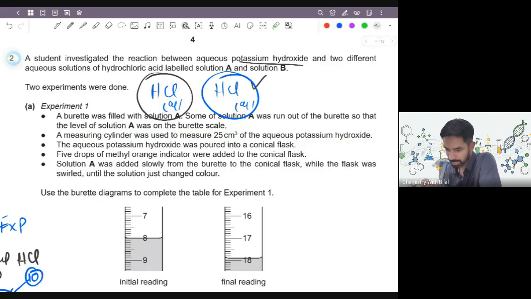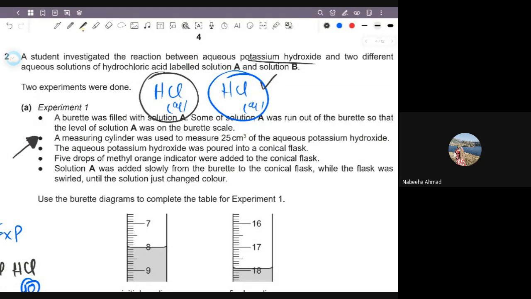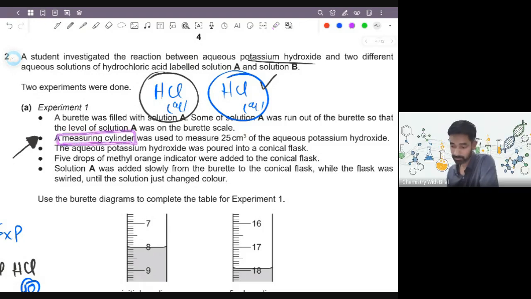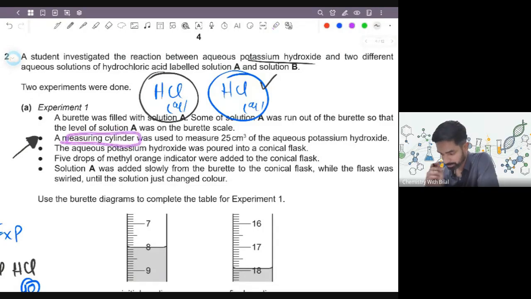Now there is an error in terms of the procedure in step 2. कोई बताएगा what is the error in step 2? Yes. Step 2 क्या है? Measuring cylinder use करना. Measuring cylinder measures the volume. I mean 25 measure करेगा, but it does not give the exact 25. So instead of measuring cylinder, वो आपसे पूछ सकता है कि improve the accuracy, you will say in step 2, use a volumetric pipette instead of measuring cylinder, which will measure exact 25.0.